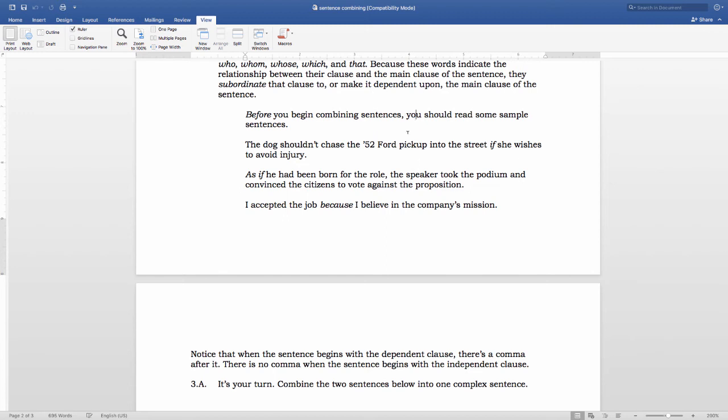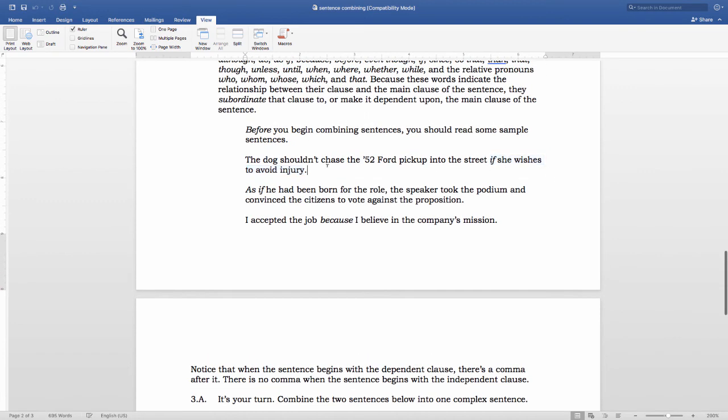There's one other little trick I want to show you. Now, you'll notice that there's a comma in this sentence and not in this one, and that's for a very good reason. The dog shouldn't chase the 52 Ford pickup into the street. That's the main part of the sentence. This is what's important. If marks what's less important. If she wishes to avoid injury. Okay, that's the subordinate part. And it's in the natural order. We have what's most important first and what's less important coming after.